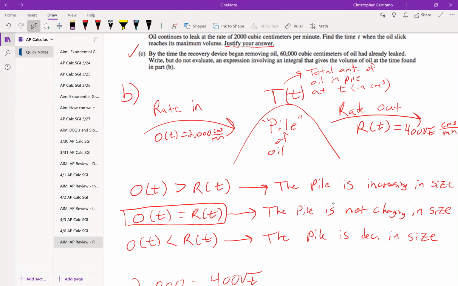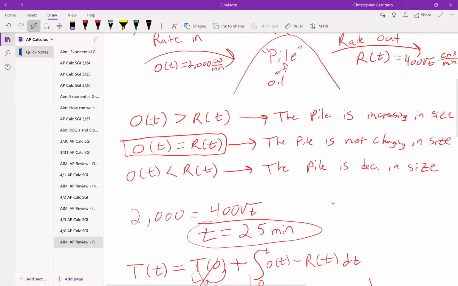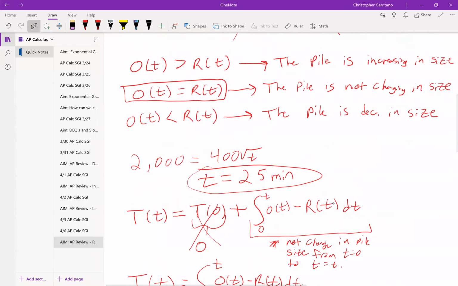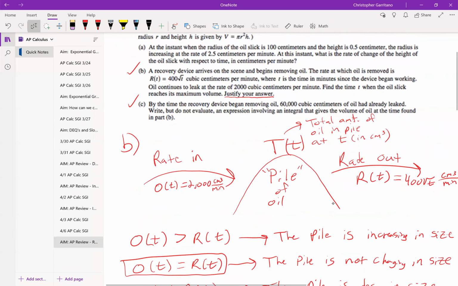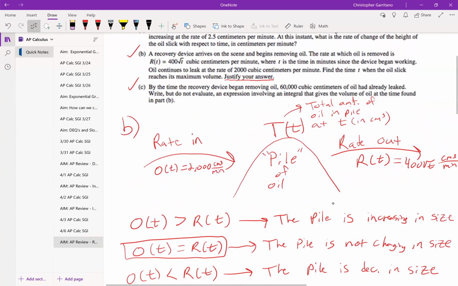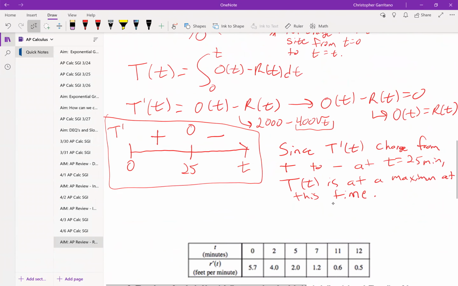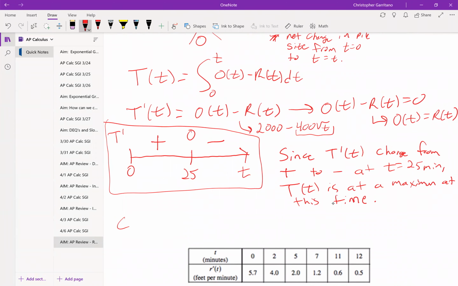Okay, so part C says, by the time the recovery device began removing oil, 60,000 cubic centimeters of oil had already leaked. Write but do not evaluate an expression involving an integral that gives the volume of oil at the time found in part B. So basically we essentially want the amount of oil at any time t.